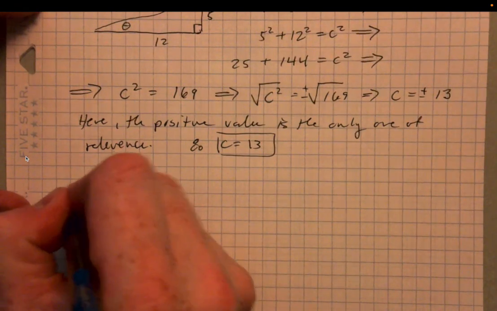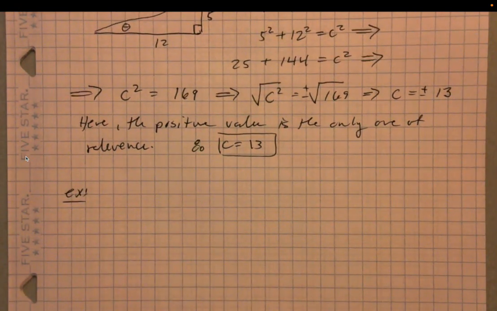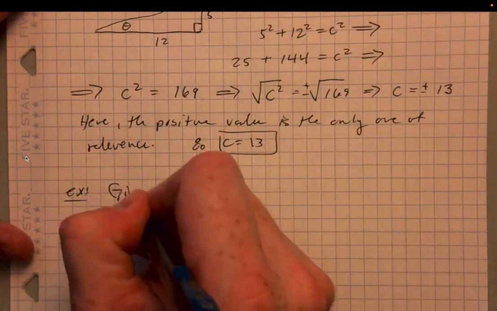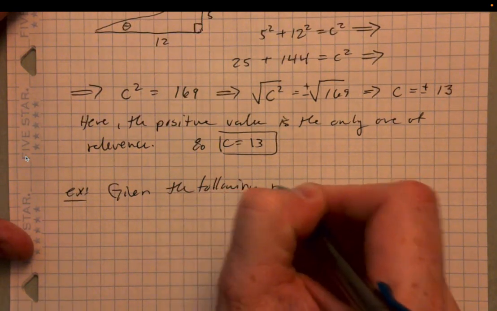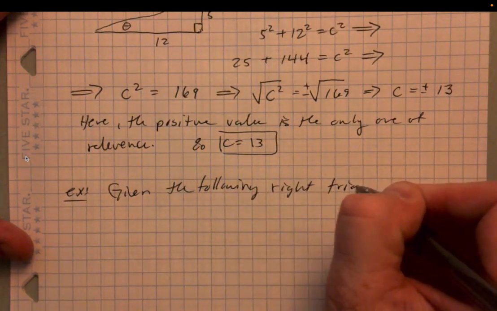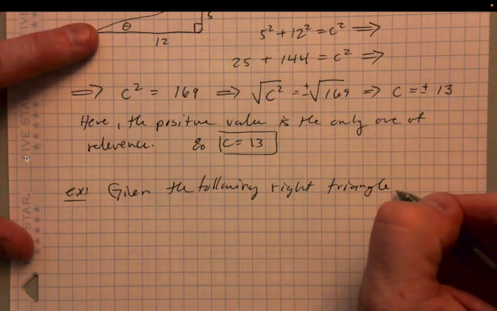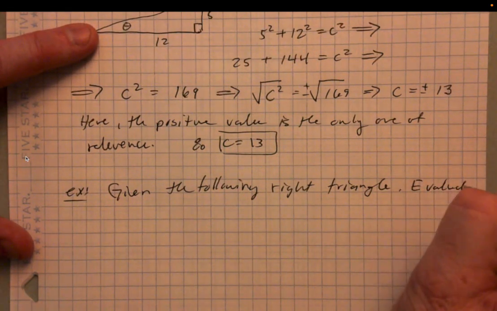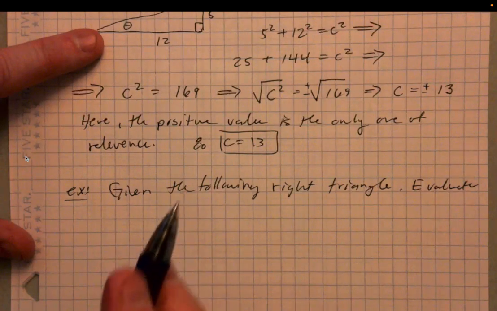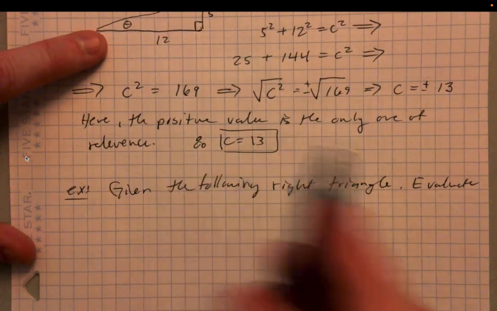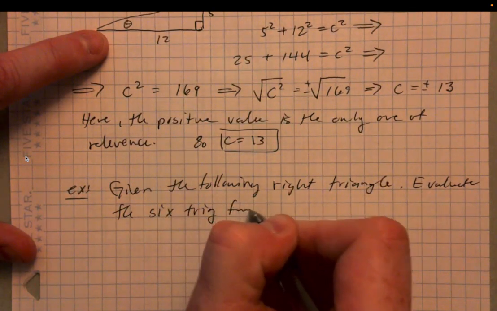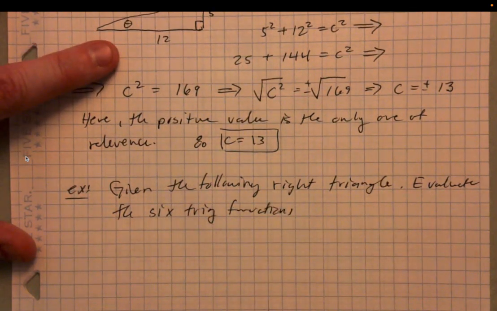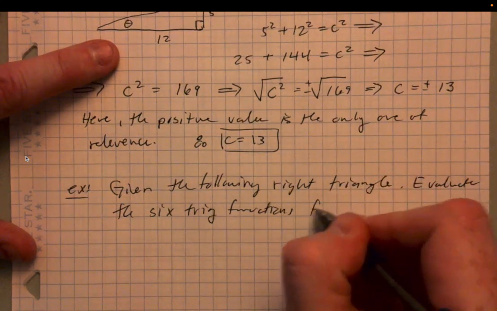Now what I would encourage you to do is, once I state the problem, pause the video and see if you can figure this one out yourself. So given the following right triangle, we want to evaluate the 6 trig functions for the angle theta.